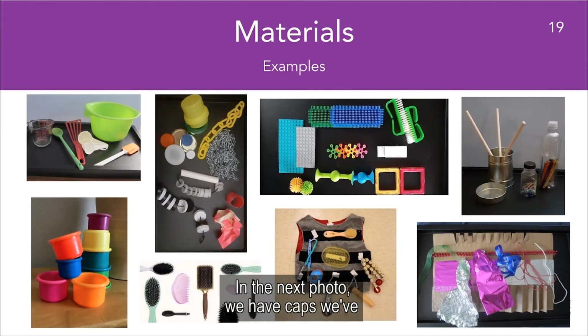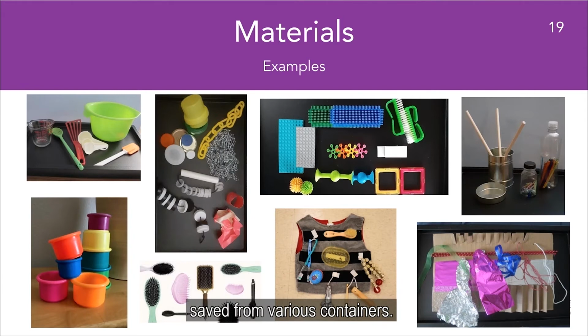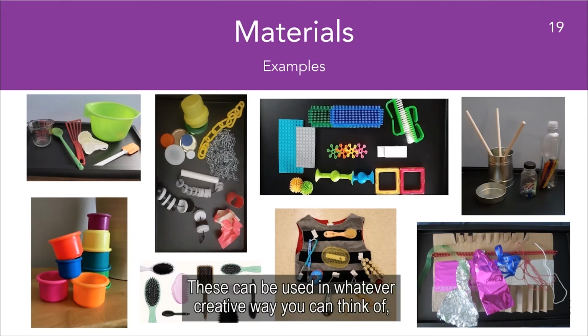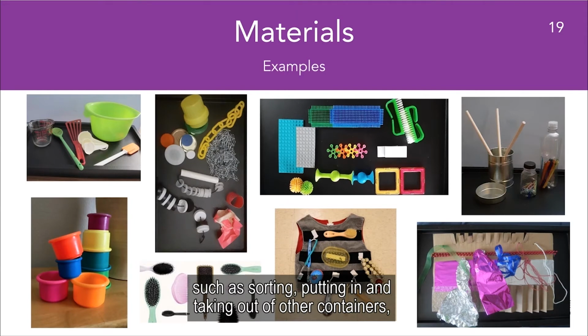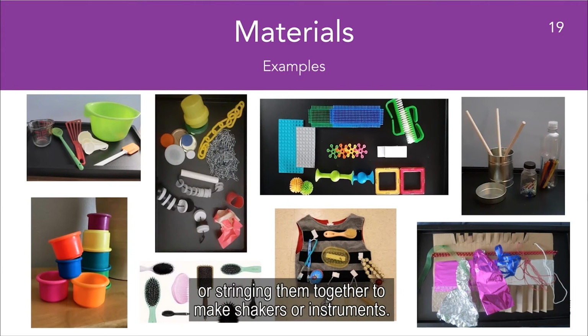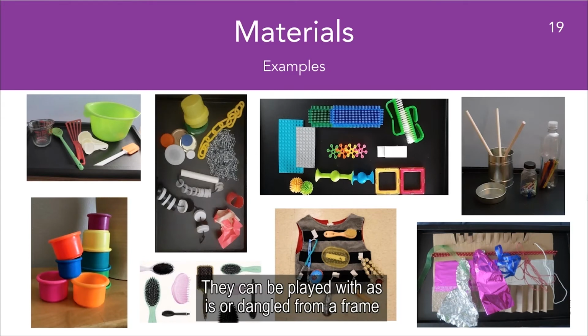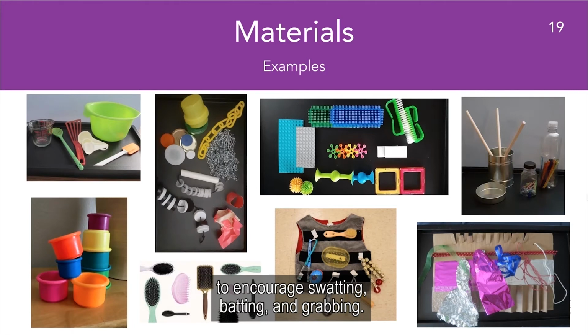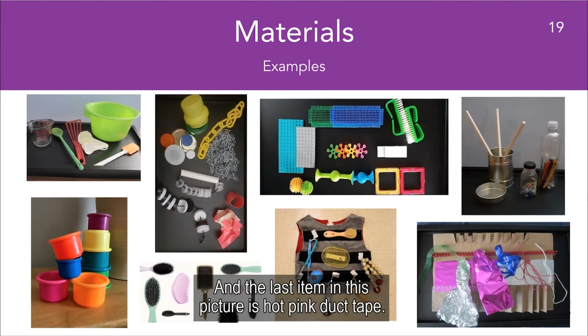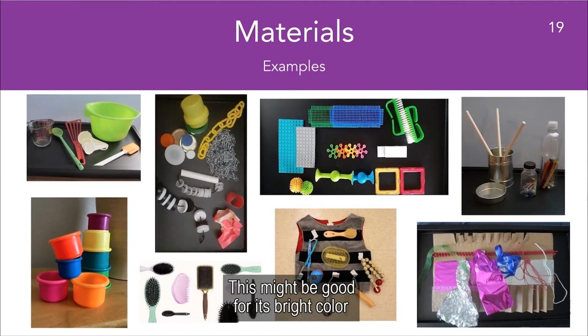In the next photo, we have caps we've saved from various containers. These can be used in whatever creative way you can think of, such as sorting, putting in and taking out of other containers, or stringing them together to make shakers or instruments. Also in this picture we have chains. They can be played with as is or dangled from a frame to encourage swatting, batting, and grabbing. And the last item in this picture is hot pink duct tape. This might be good for its bright color or for its sticky texture.